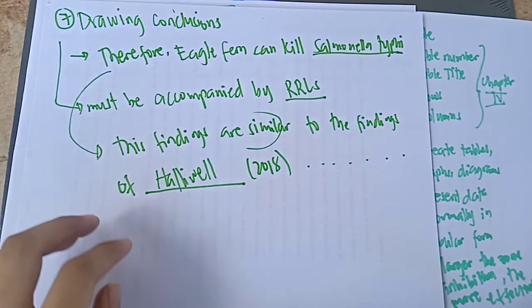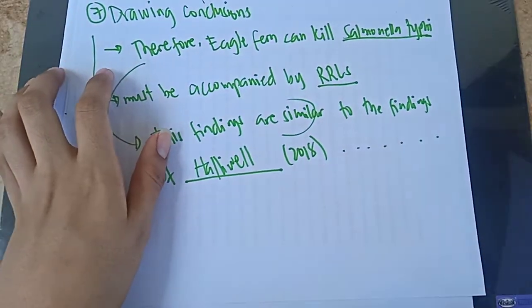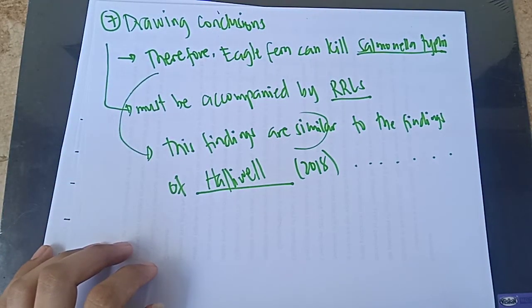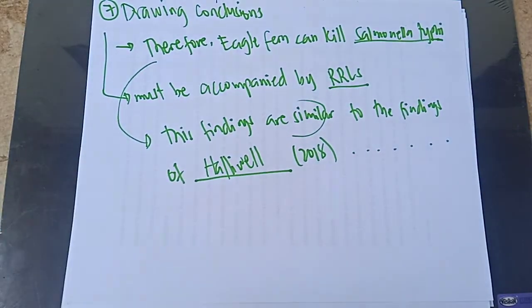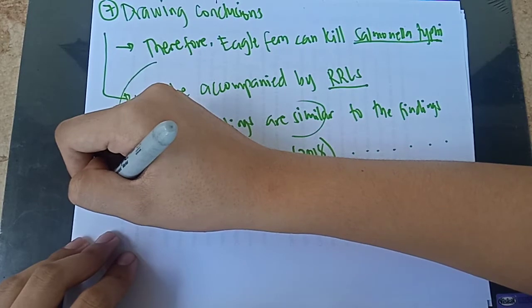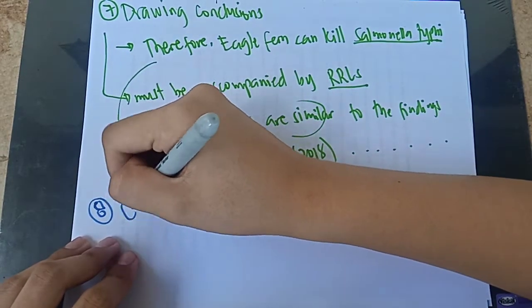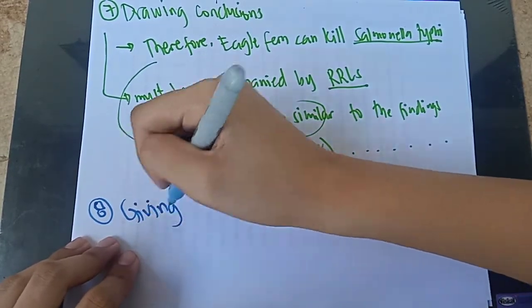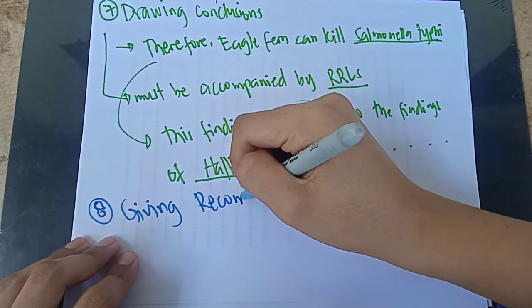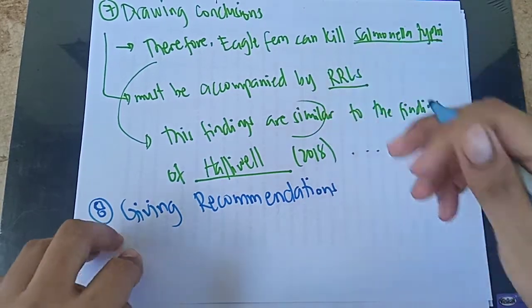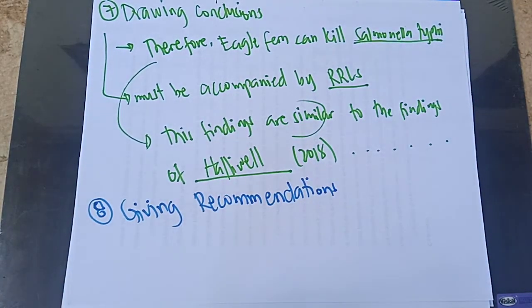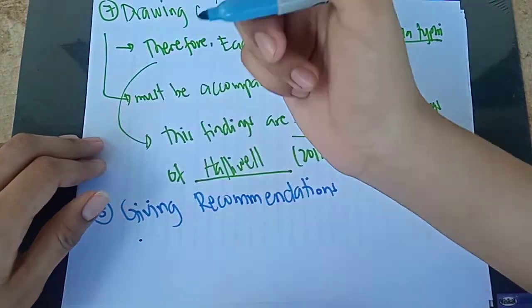And after we draw conclusions, since research is a never-ending process of finding answers to questions, and since research has its own weaknesses, we must give recommendations. And where do these recommendations come from? These recommendations may come from the researcher themselves or from the professionals. So, let's give a recommendation.